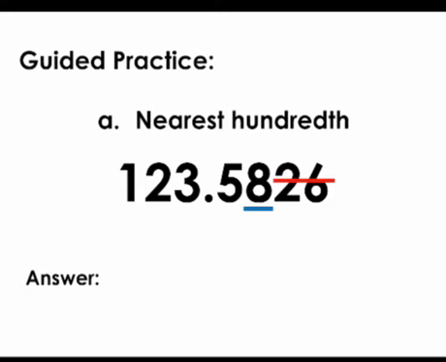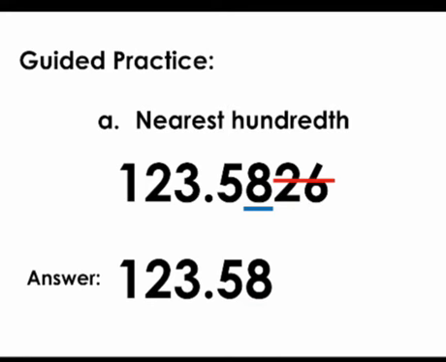So now we know that it's an 8 that we're rounding to, and the number after it is a 2. That's smaller. It's less than 5. So what do we do? We leave it alone. We let it be. We make it 123.58. That's the answer for letter A.